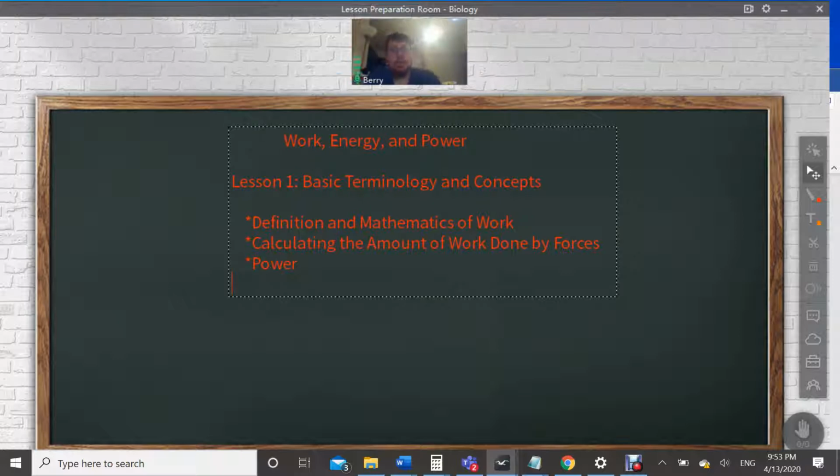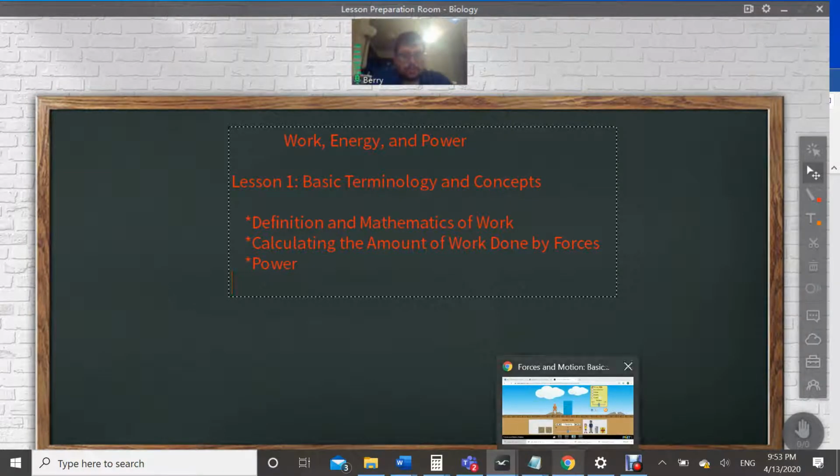a lesson in work, energy, and power. It's basically going to be an introduction to work, and we're going to talk about power at the end. The lesson objectives: we're going to look at the definitions and the mathematics of work. We're going to calculate the amount of work done by forces, and we will finish off today with a topic about power.